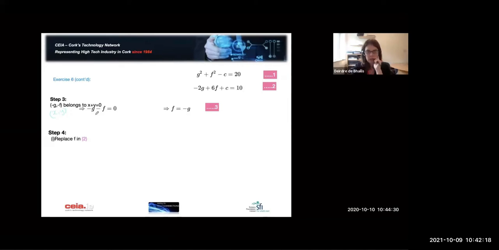So step 4 here is we replace f in equation 2. And what that leads to is, so we're replacing f here with g. So we have minus 2g minus 6g plus c equals 10. And that gives us c is equal to 8g minus 10. So that's a fourth equation that we can work with.